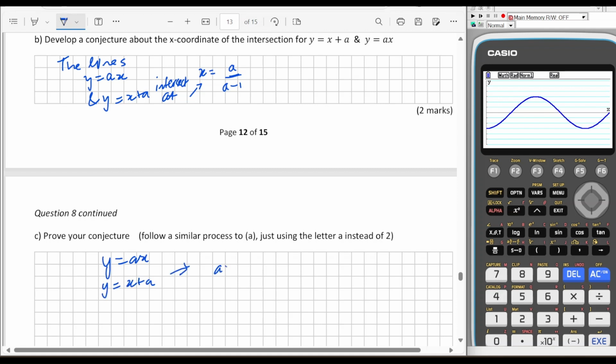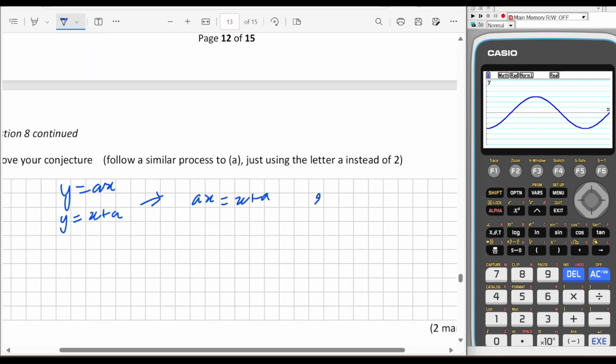So we got to set ax equal to x plus a for the lines to intersect because they both equal y, essentially. That's why you can do that. Therefore, ax take x is a. So this is going to be take x both sides. Because we're doing a proof, I'm really explaining what we're doing.